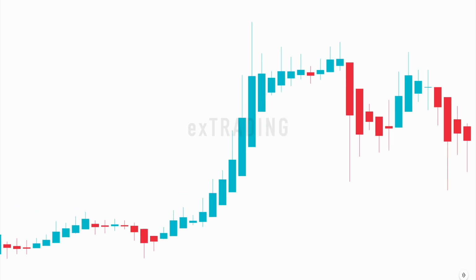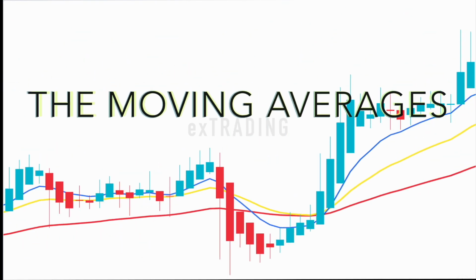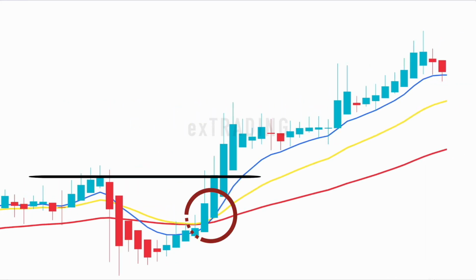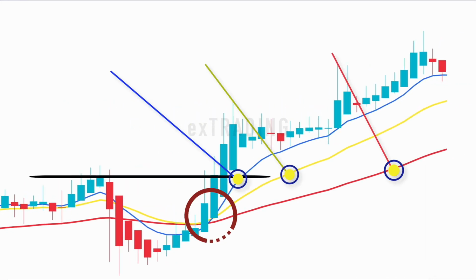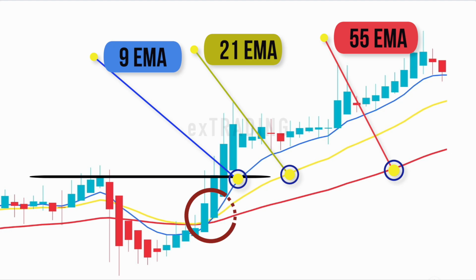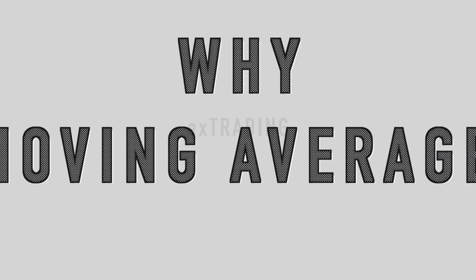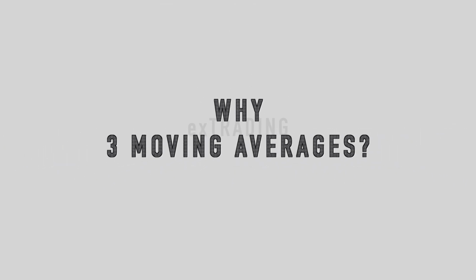That being said, let's jump to our indicator, the moving average. In this trading strategy, we will use a moving average crossover strategy that will use 3 different exponential moving averages with different periods to identify signals on the chart. For this strategy we are going to use 3 exponential moving averages, but why use 3 moving averages for a strategy?